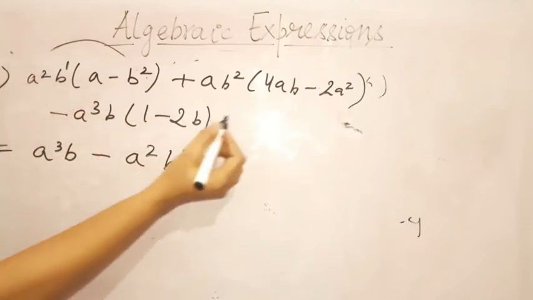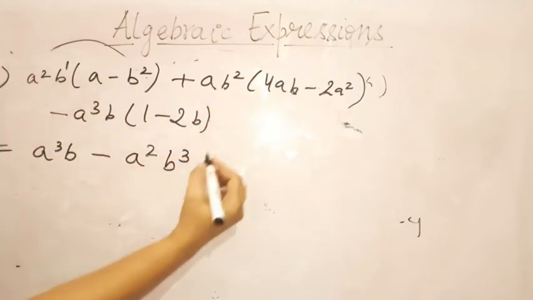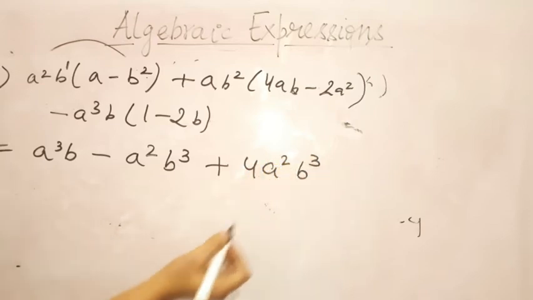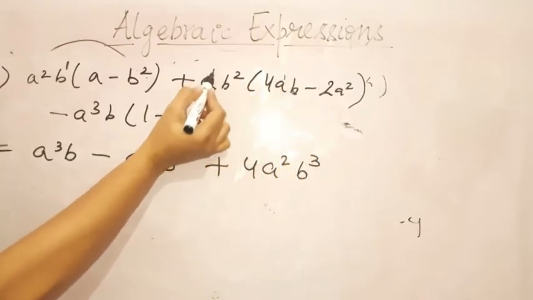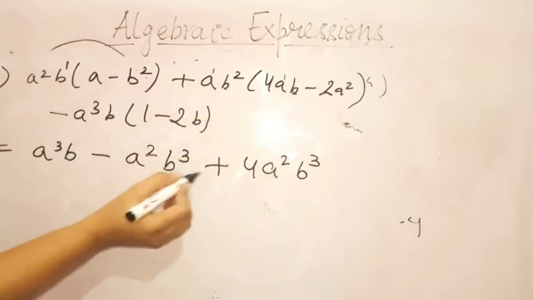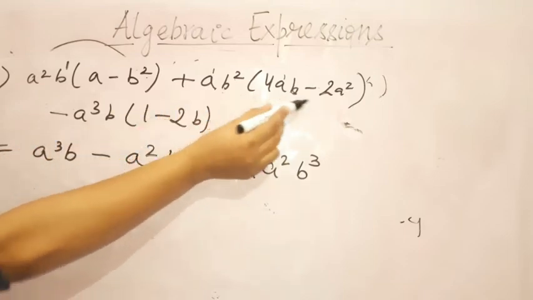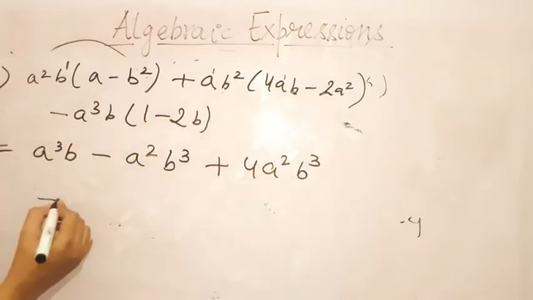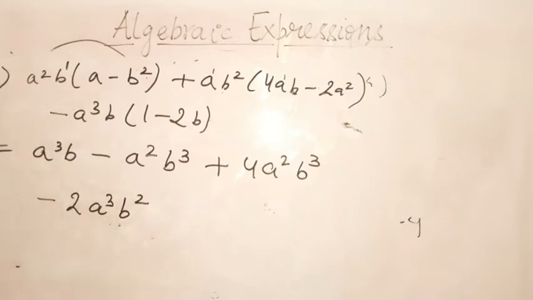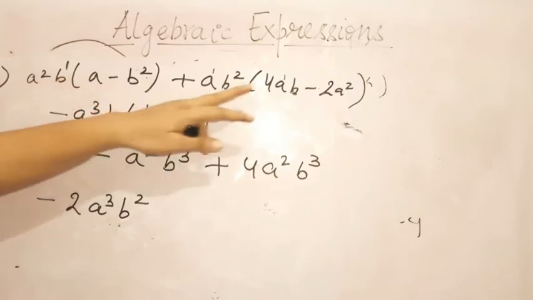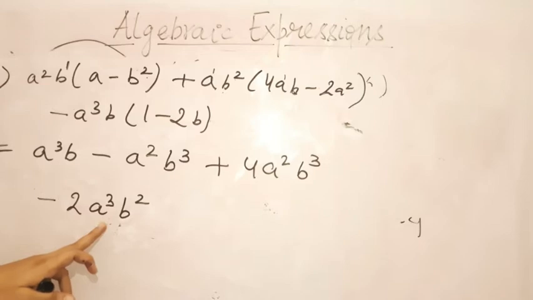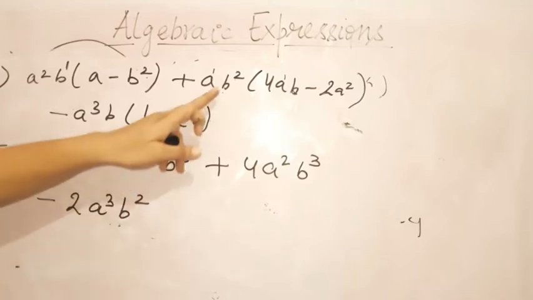Now moving on to this one, 4ab multiplied by ab square. So it will be 4a square b to the power of 3, because a to the power of 1, a to the power of 1, that is 2, and b to the power of 2, b to the power of 1 is b to the power of 3. Now ab square will be multiplied by minus 2a square also. So here it will be minus 2a to the power of 3 b square. Why is it minus 2a? Because plus minus minus, and a to the power of 2 multiplied by a to the power of 1 will give you a to the power of 3, and b square was already there.